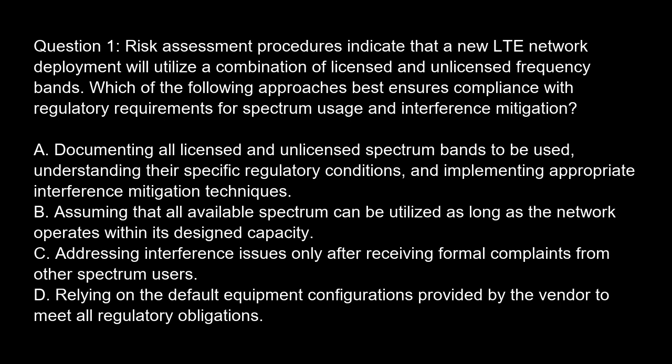Option A. Documenting all licensed and unlicensed spectrum bands to be used, understanding their specific regulatory conditions, and implementing appropriate interference mitigation techniques. Option B. Assuming that all available spectrum can be utilized as long as the network operates within its design capacity. Option C. Addressing interference issues only after receiving formal complaints from other spectrum users. Option D. Relying on the default equipment configurations provided by the vendor to meet all regulatory obligations.